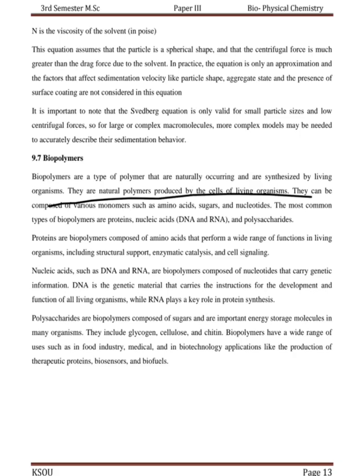They can be comprised of various monomers such as amino acids, sugars, and nucleotides. Biopolymers include proteins, nucleic acids such as DNA and RNA, and also different types of polysaccharides. Proteins are biopolymers composed of amino acids that perform a wide range of functions in living organisms.